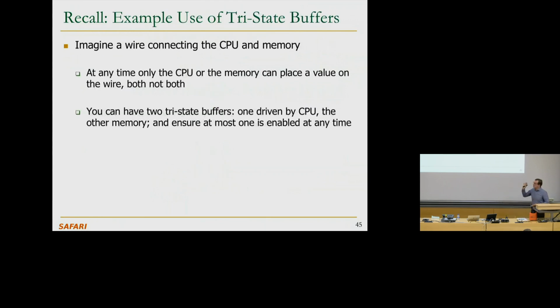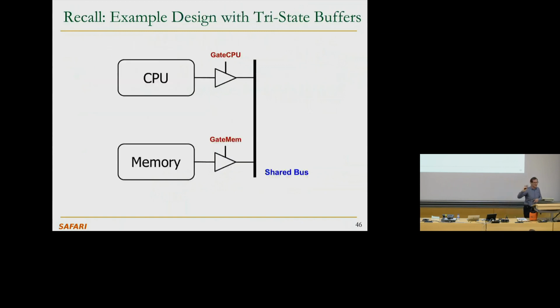And if you remember, why is this useful? I told you one example is a wire that's connecting the CPU and the memory, a bus. At any given time, only the CPU or the memory can place a value on the wire, not both. And you can use 2 tri-state buffers to implement this. One driven by the CPU and the other by memory, and ensure that the logic or FSM that you're designing enables at most 1 at any given time, right? And I've given you a high-level picture of this, right? At the very high level, it looks like this: CPU, memory, and you ensure that only one of them drives the shared bus.